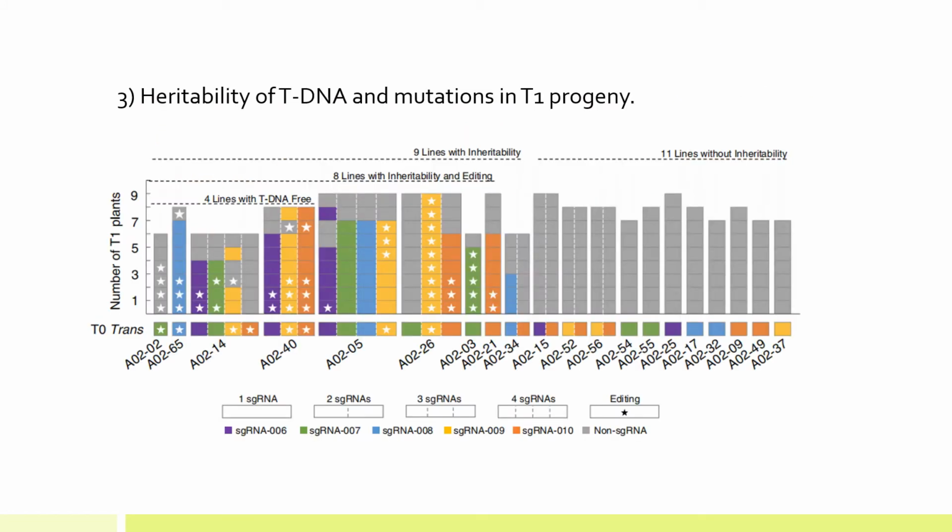Okay, number 3 is the heritability of the T-DNA and mutations in the T1 progeny. In this figure, sgRNA inheritance and mutant frequency in T0 and T1 progeny of sub-library A02. The y-axis indicates the number of examined T1 plants, while the small blocks indicate the examined plants. Colors like purple, green, blue, and yellow indicate the presence of the represented sgRNA in the plants, while the gray color indicates the absence of the sgRNA, and the stars indicate the presence of gene editing in the target loci.